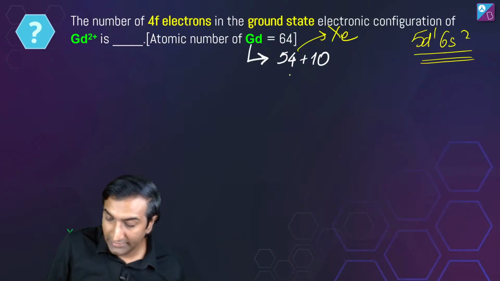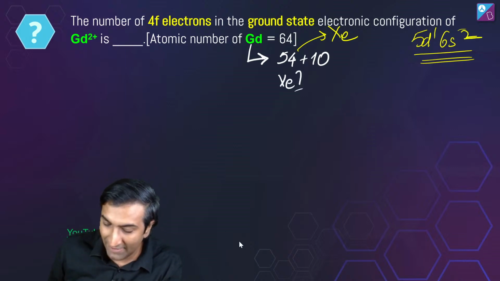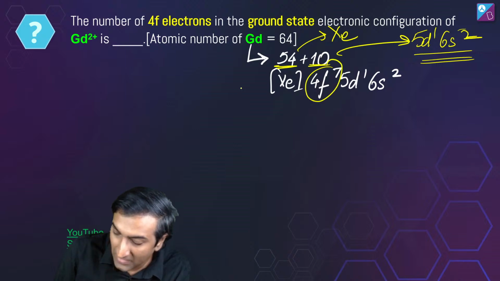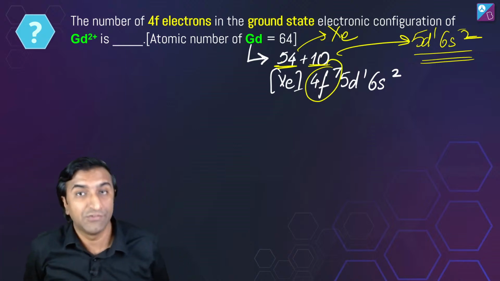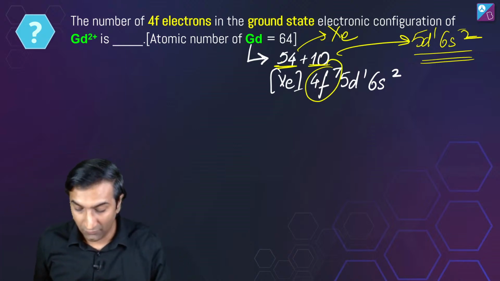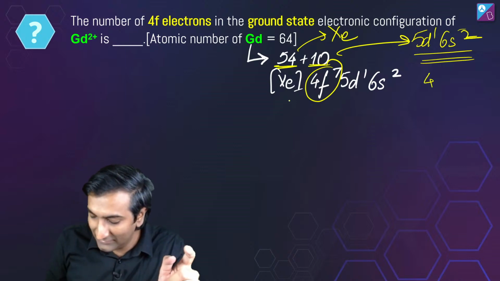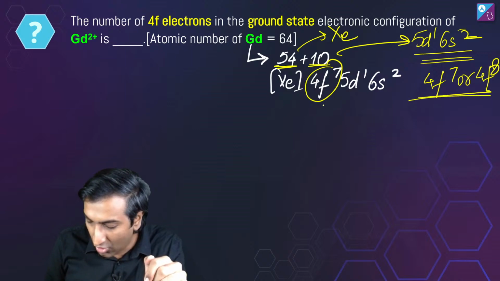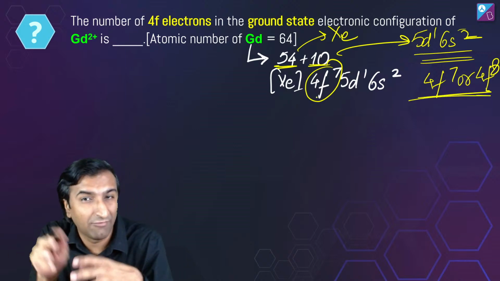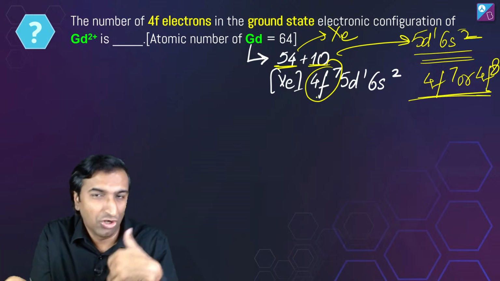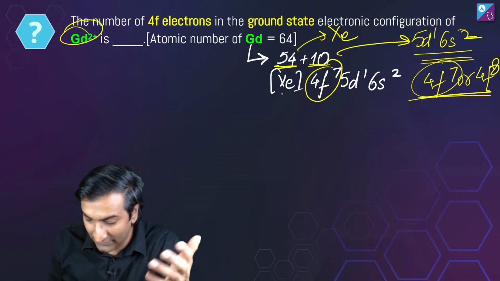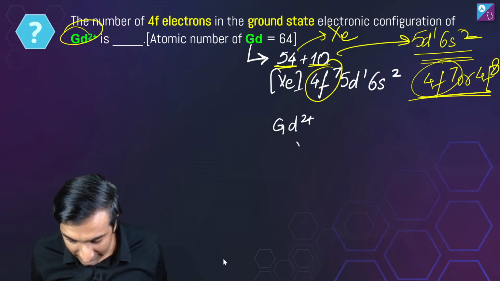Because I remember this, I have an idea: it's 54 plus 10. Out of 10, 3 have gone here, meaning 7 remain. If 3 go away in 5d1 6s2, how many are left? 4f7. So you can guess it's either 4f7 or 4f8. From here onwards, if you get to 4f7 or 4f8 and you're not sure what to do next, leave the question. But if you've seen it somewhere, then you know for sure it's 4f7, and then it's finished, right?